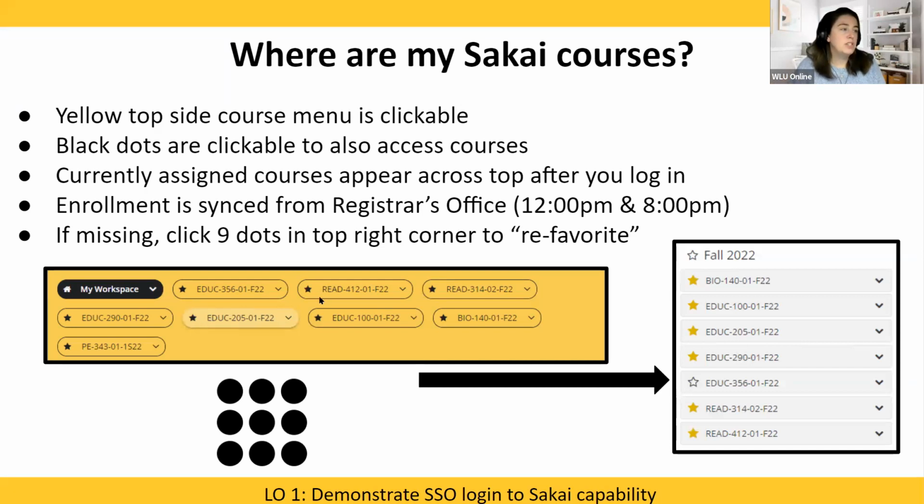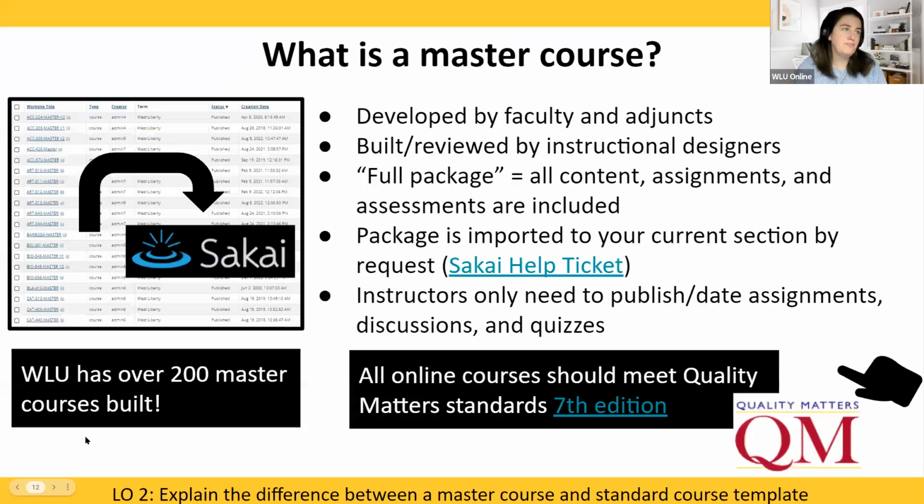You can star classes that you want on your yellow banner if they're frequently used for you. But if it's a class that you aren't using a lot, or if it's a face-to-face class that doesn't use Sakai heavily, you could unfavorite and unstar it, and it'll clean up this banner for you. So that's just a personal choice.